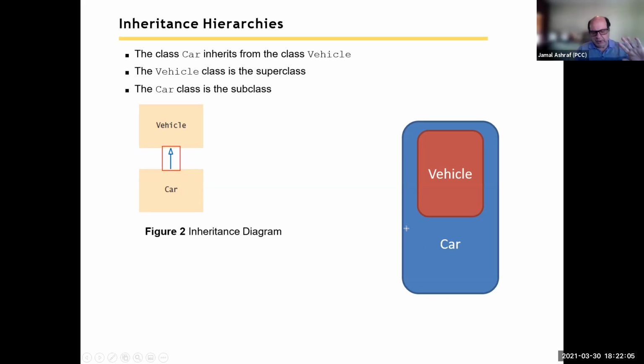Remember, every class is going to have its data and its behavior. Data is my instance variables, and the behavior is methods. So my car subclass has all the instance variables that vehicle has, all the methods that vehicle has, and then some additional ones. Then it's going to get into some interesting stuff that we're going to be looking at.